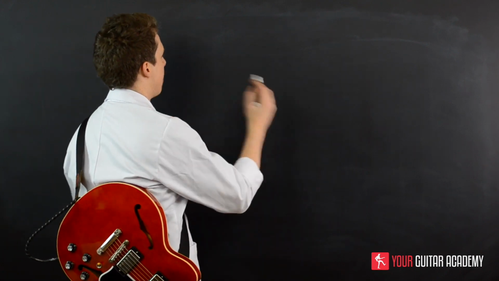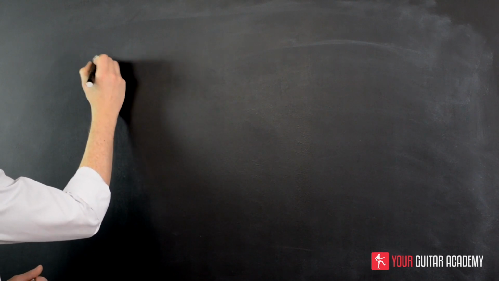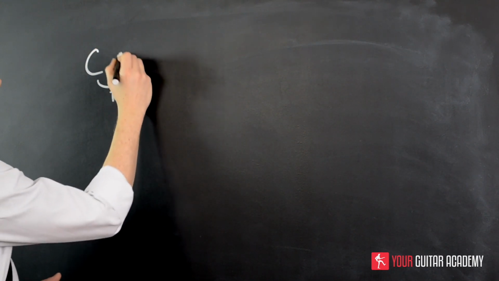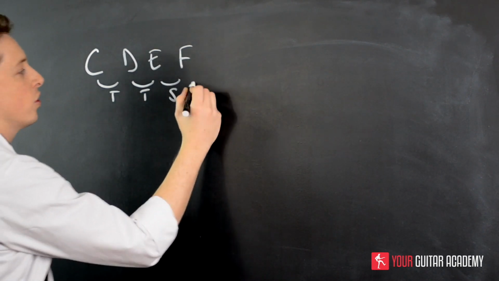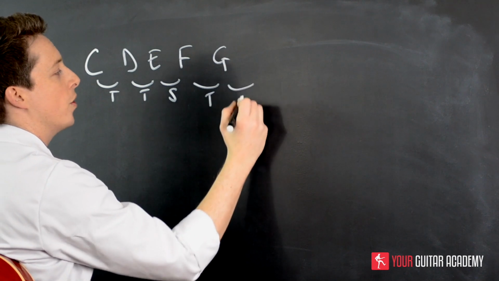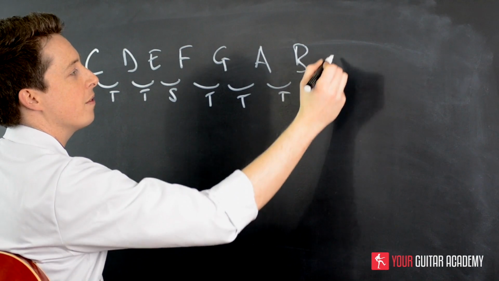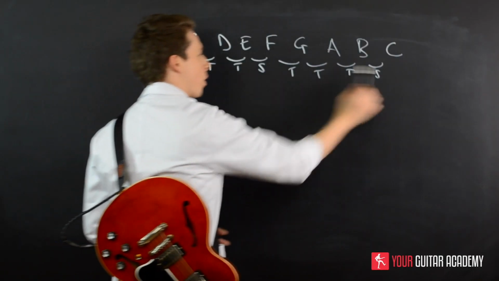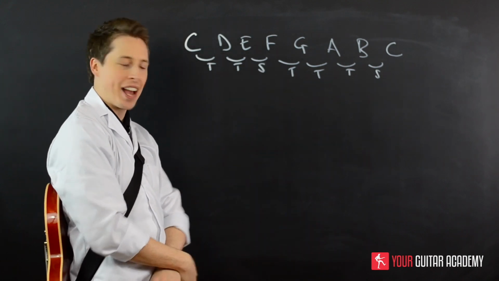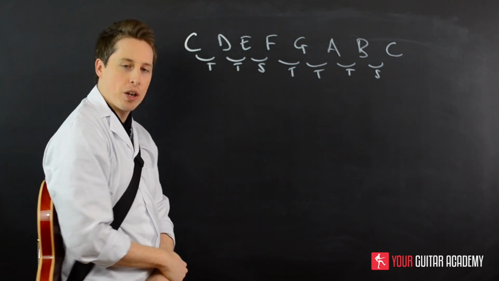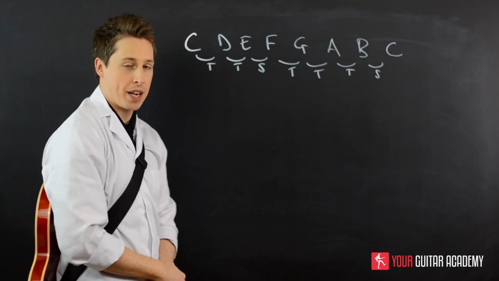So in terms of the major scale, we discovered that we needed something, a little formula. So I'm gonna go with C for the moment, where we did tone, tone, semitone, tone, tone, tone, semitone, okay? And that wonderful, magical super formula gives us our major scale, okay?